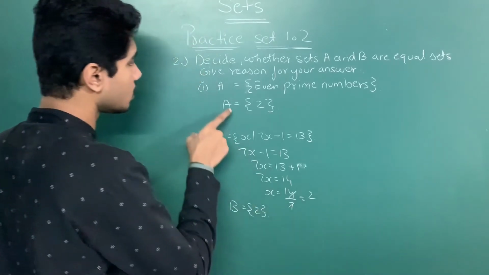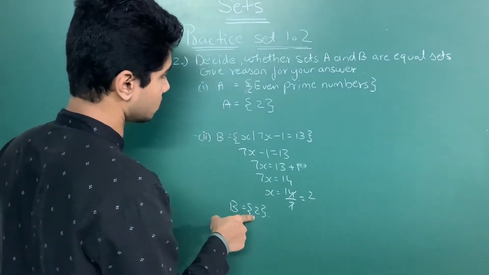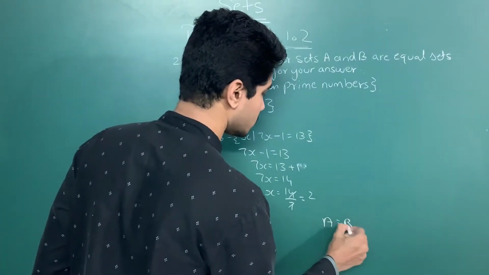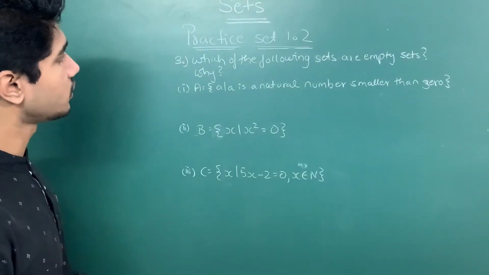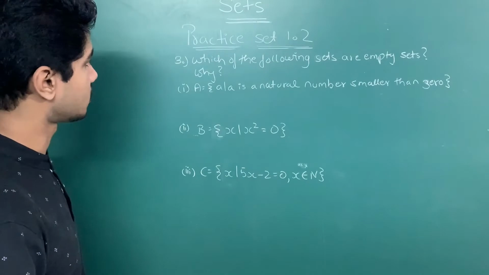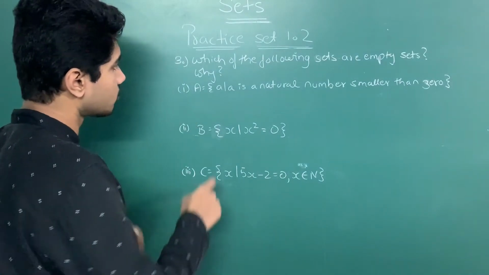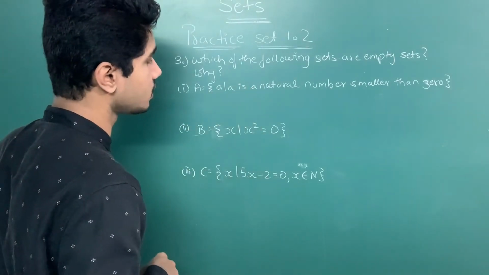Now if you see, the element of both these sets are same, that is 2. Therefore set A is equal to set B. Third question, which of the following sets are empty sets and why? First set, A is a set of A such that A is a natural number smaller than 0.